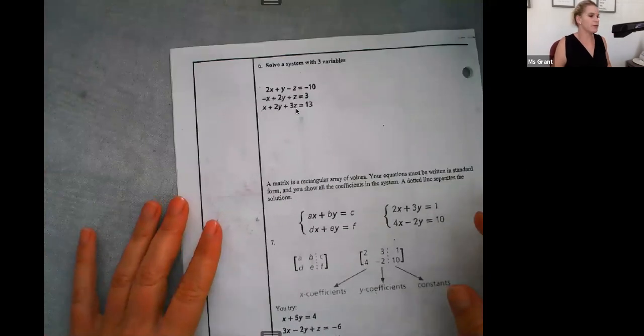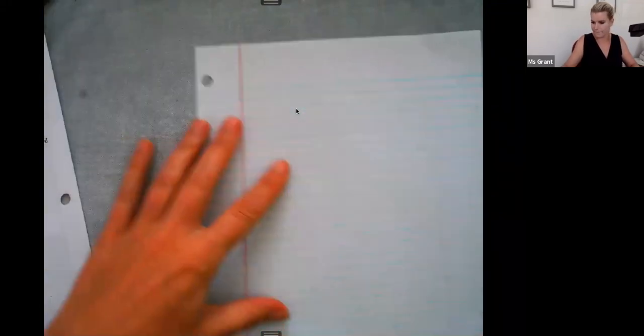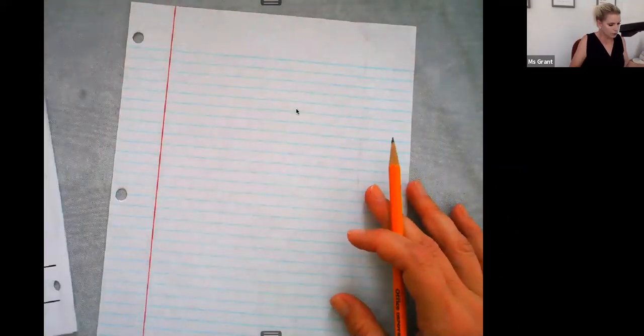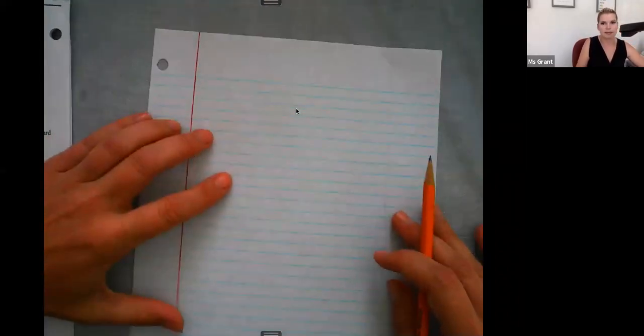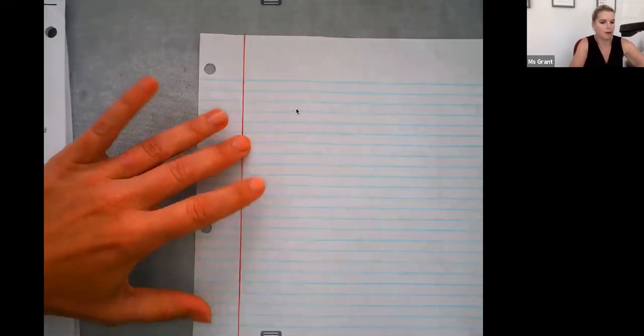Solve a system with 3 variables. You're going to need more paper. Get out paper, guys. All right, let's talk about this. I'll readjust. I'll do my best because I want you to be able to see everything that's happening here. Let me rewrite it on this paper because I think that you need this space. It's really important. Okay, let's see.